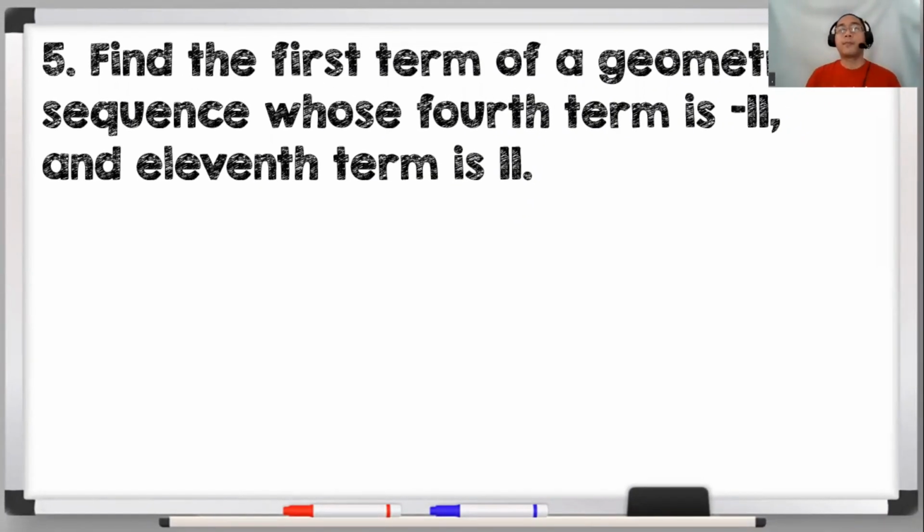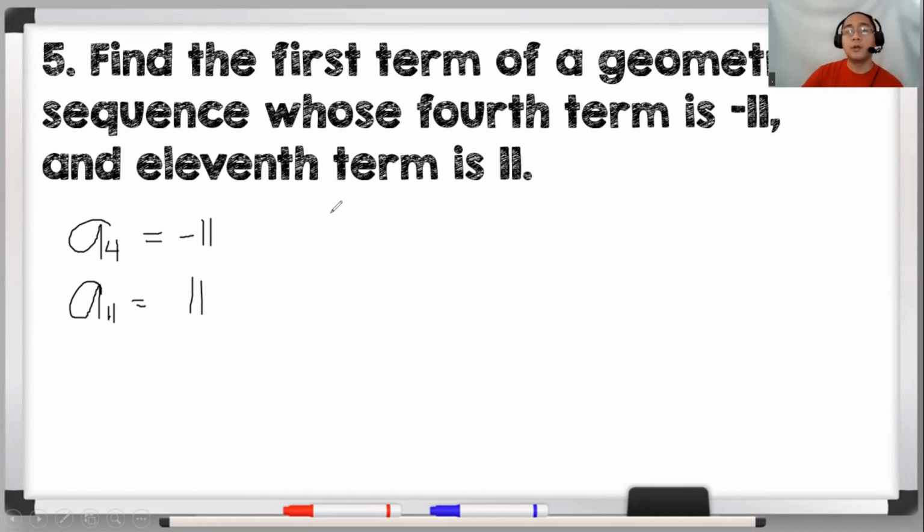Situation number 5. Find the first term of a geometric sequence whose fourth term is negative 11 and the 11th term is 11. So for this problem, we have two given terms in a geometric sequence: a sub 4, that is negative 11, and the 11th term, which is 11. So all we need to do is use the formula.